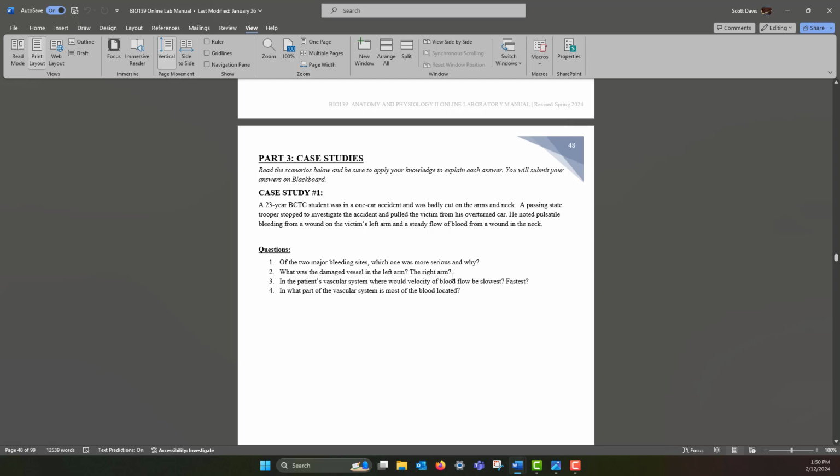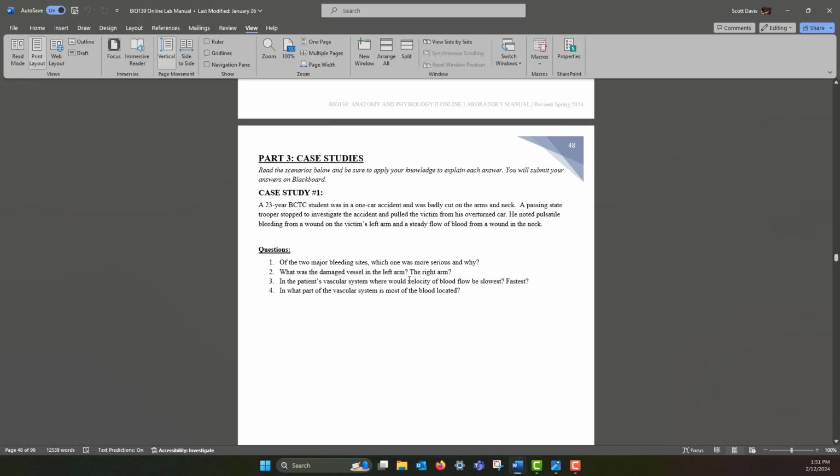There is a typo on here that I just noticed. It asks about the left arm and the right arm. It should say left arm and neck. And when we're looking at this, it is not wanting to know what is the name of the vessel that was damaged. There's not enough information in the scenario to let us answer that. What it's looking for is what is the type of vessel in the left arm that was damaged? What is the type of vessel in the neck that was damaged? So vein, artery, capillary, arteriole, venule, that's what it's looking for there.